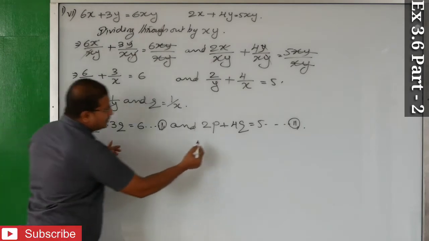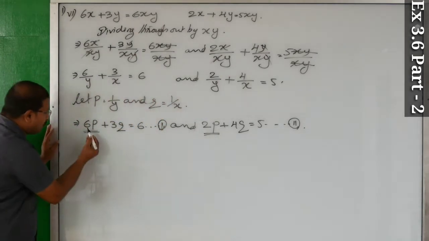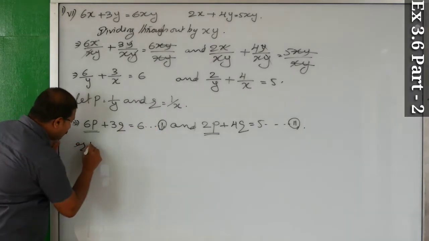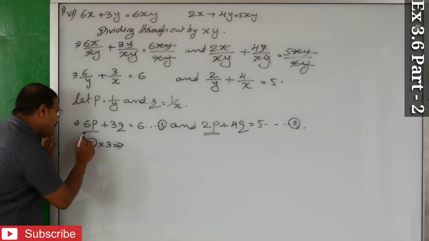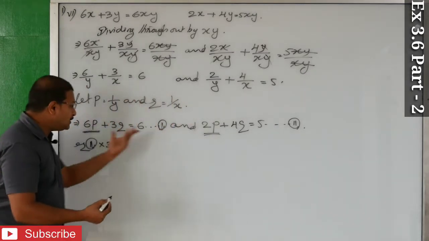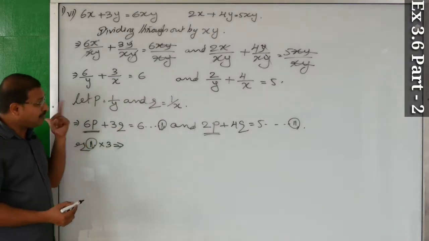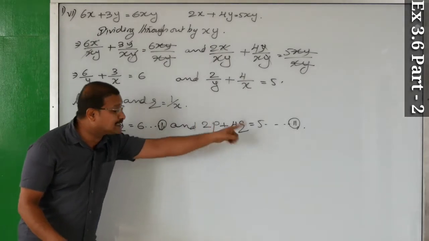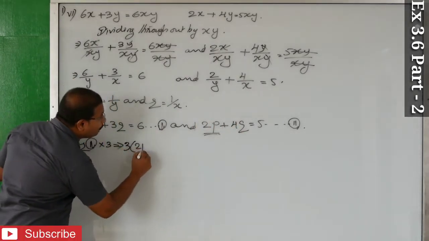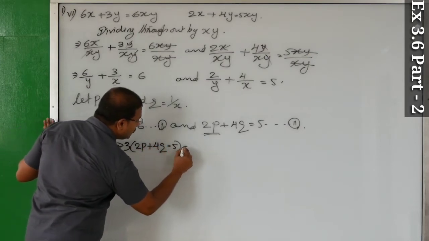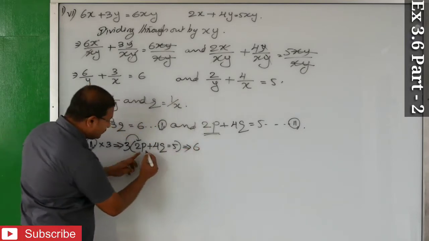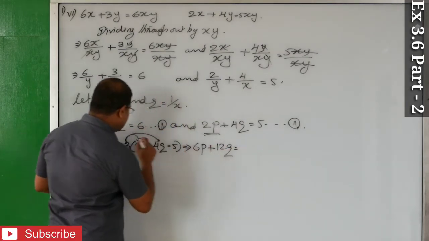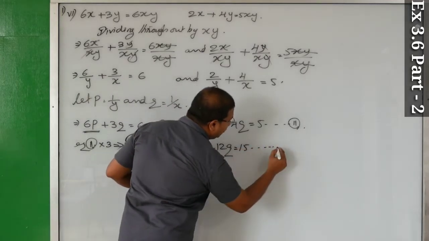Now see, 6p, here is 2p. We are going to equate the coefficients. 6p, here is 2p. So 2 into how much you'll get 6? 3. That means equation 2 into 3. For the first equation, no need to do anything because already 6p. But in the second equation, we have only 2p. To make equal to 6, we will multiply 3 to the second equation. That means 3 into 2p plus 4q equals 5 implies 2 3s are 6p plus, 3 4s are 12q equals 3 into 5, 15. This is equation number 3.